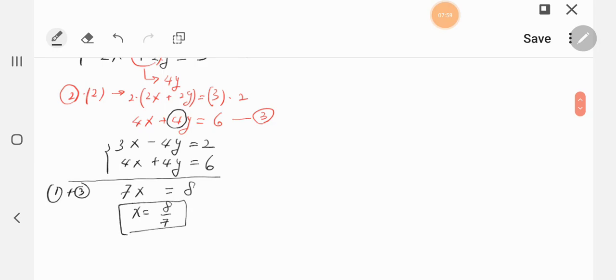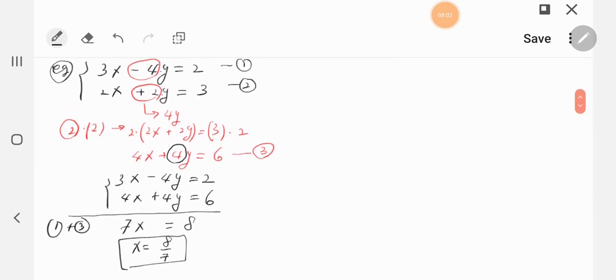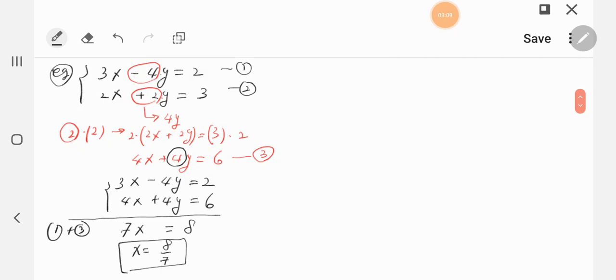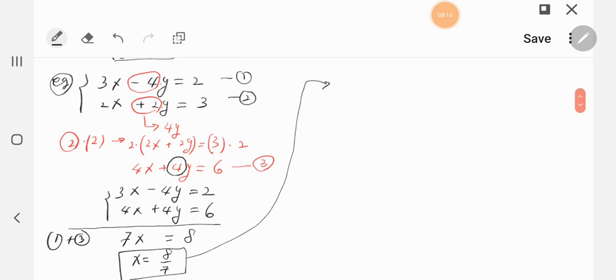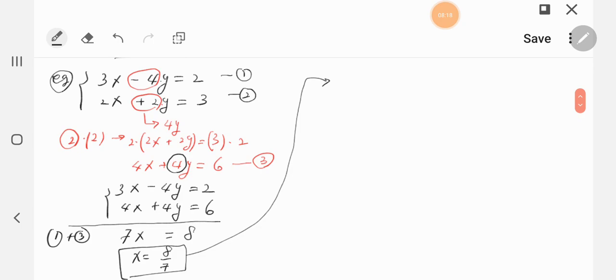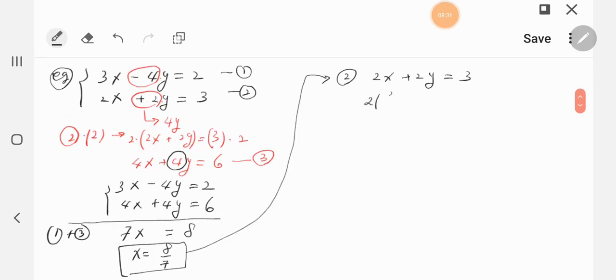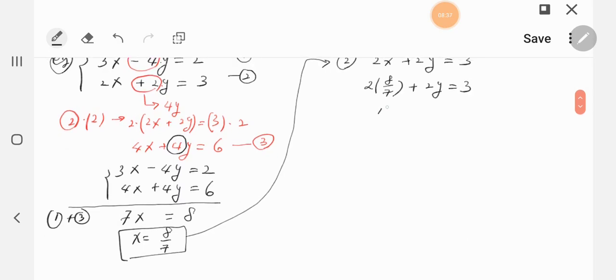So we found the value of x. We can now find the value of y from equation 1 or equation 2, it doesn't matter. I made this example, so actually we don't want a fraction, but we got a fraction value for x. Let's use equation 2 to find y. From here, replace x with 8 over 7: 8 over 7 plus 2y is equal to 3. And then this is 16 over 7 plus 2y is equal to 3, right?